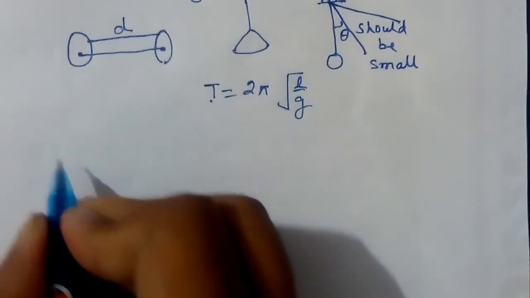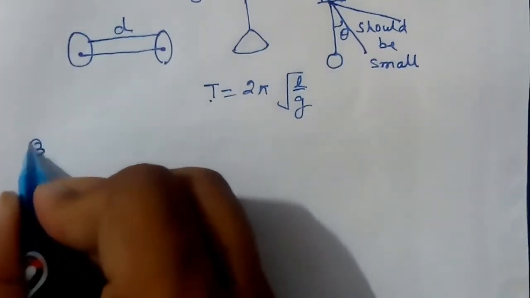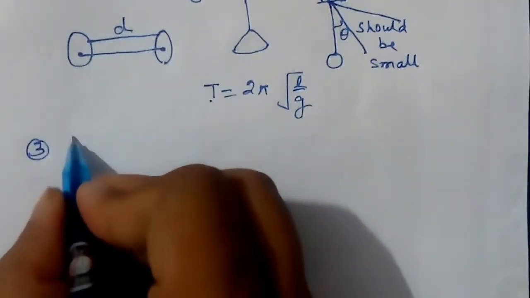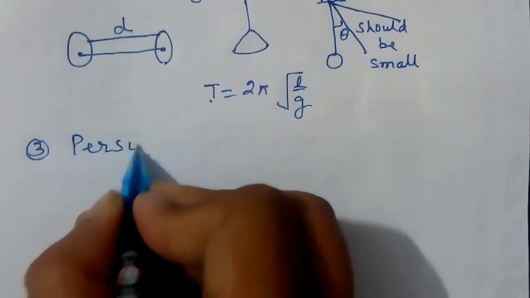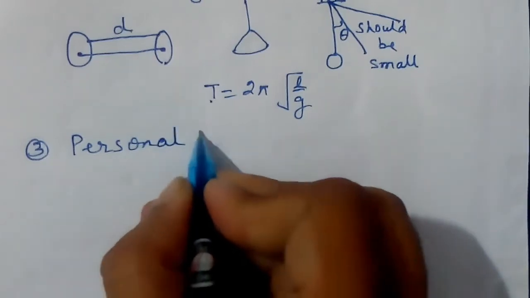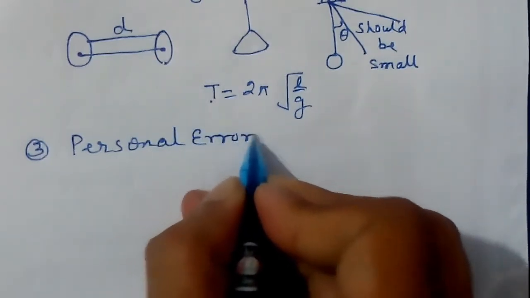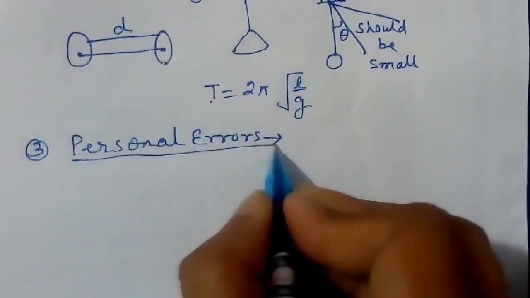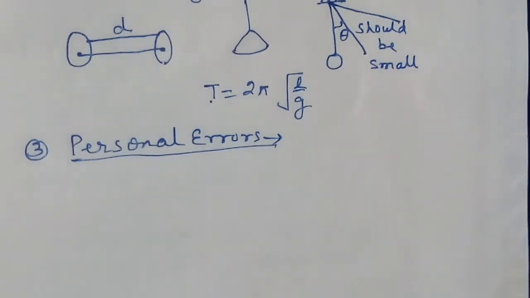Now the third thing is personal error. The person who is performing the experiment makes some mistake. So that I categorize under personal errors. Personal error means the experimenter who is experimenting is not very careful in his or her experiment.